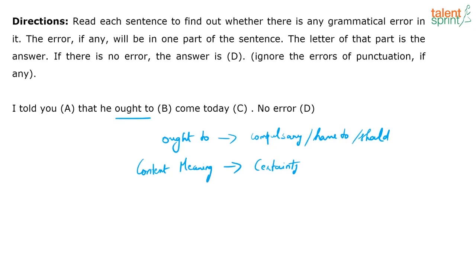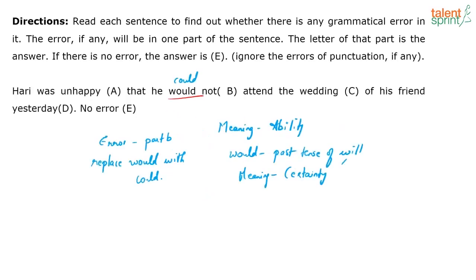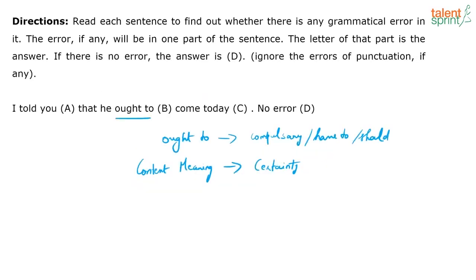I told you that he, we just saw in the previous question. I told you that he would come today, right? Or he will come today. We just saw, right? In the previous question, remember we saw certainty meaning is will. So I told you, so you replace. So again, the error is in part B, where you replace ought to with would: I told you that he would come today, right? I told you that he would come today.